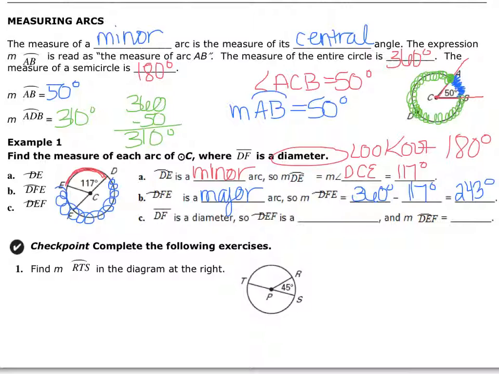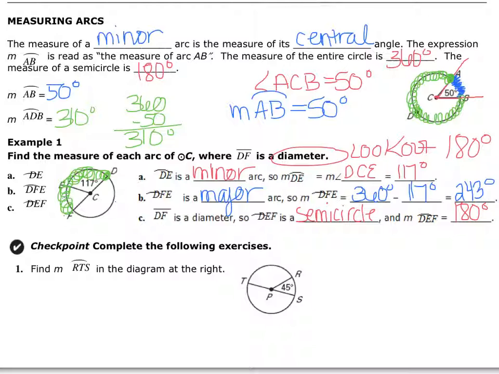Now, if DF is the diameter, then look at arc DEF. Again, you have to pay attention to the order of the letters. If we go from D over to E and then to F, we're going from D to F, and DF is the diameter. So DEF is the semicircle. So that means it is 180 degrees.